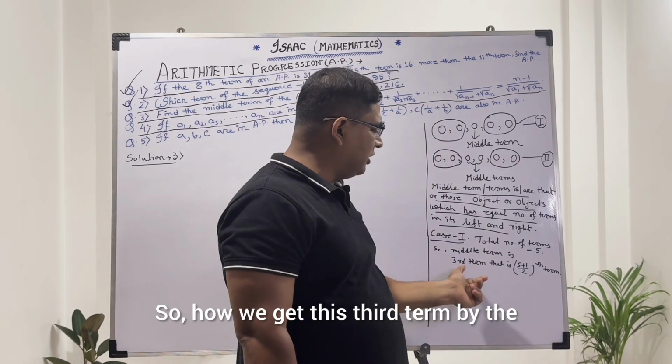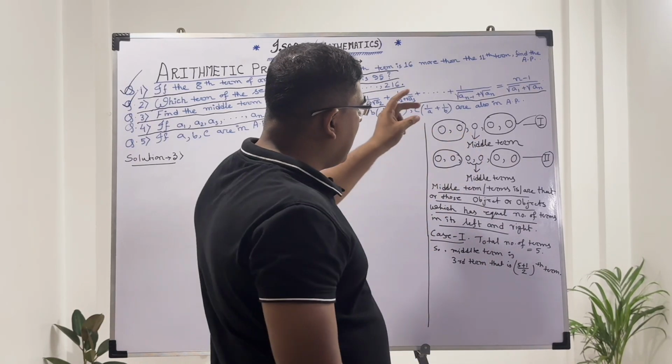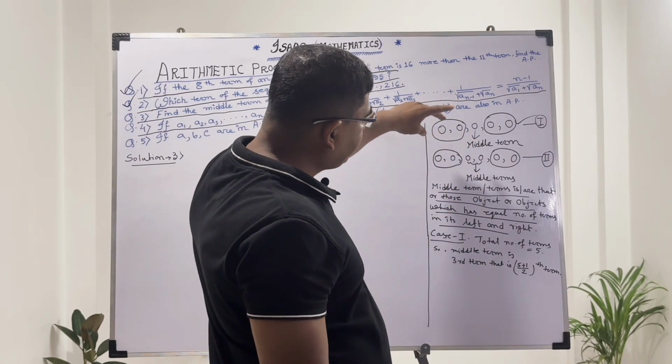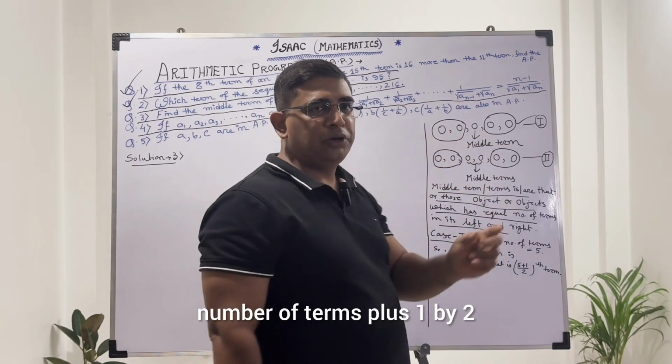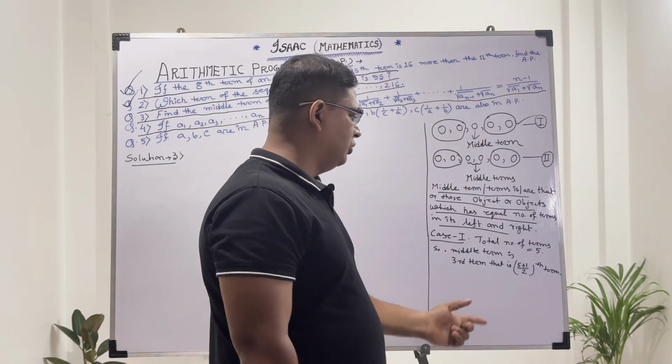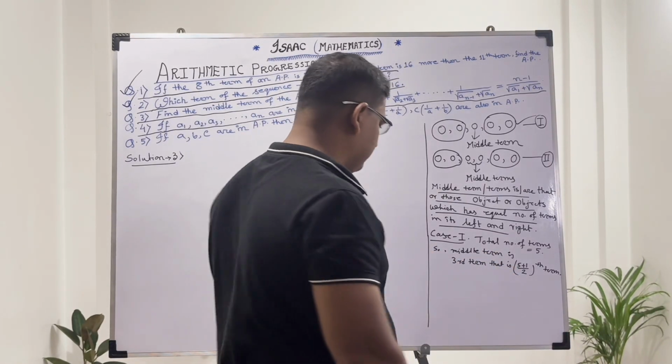So how do we get this third term? By the division of total number of terms plus 1 by 2, that is 5 plus 1 whole divided by 2 th term.